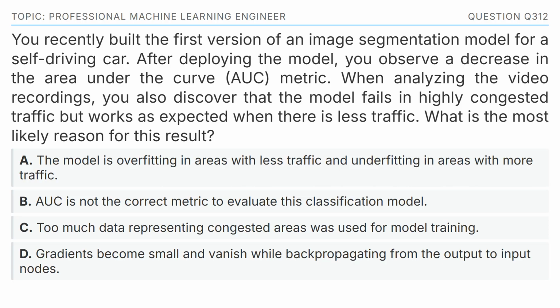The options are: Option A. The model is overfitting in areas with less traffic and underfitting in areas with more traffic. Option B. AUC is not the correct metric to evaluate this classification model. Option C. Too much data representing congested areas was used for model training. Option D. Gradients become small and vanish while backpropagating from the output to input nodes.